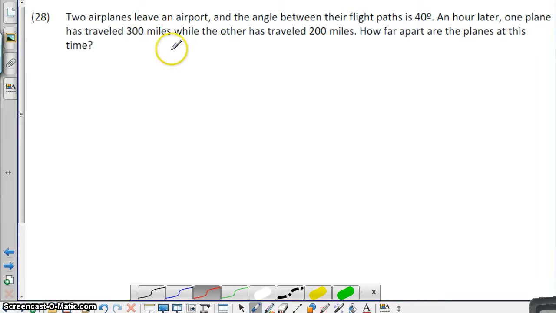Two planes leave an airport and the angle between their flight paths is 40 degrees. An hour later, one plane has traveled 300 miles while the other has traveled 200 miles. How far apart are the planes at this time?